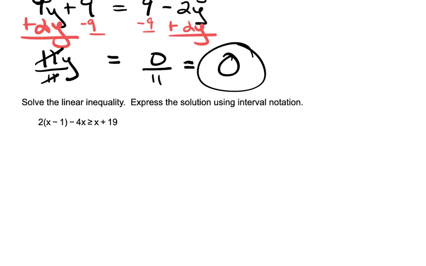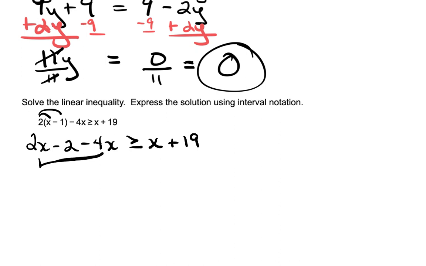Okay, let's solve the linear inequality. Here we have, you work it the same way. The only thing that's different is the way you write your answer and when you divide or multiply by a negative. So let's start out. Let's take our 2x. Distribute through, we have 2x. Hopefully that's a little clearer for you. Combining, we have 2x right here, right? 2x minus 4x is negative 2x minus 2.